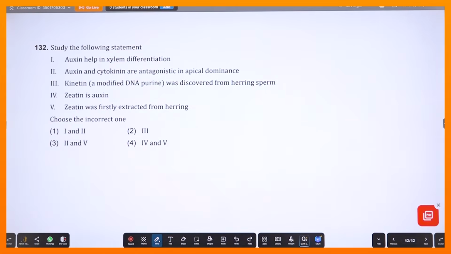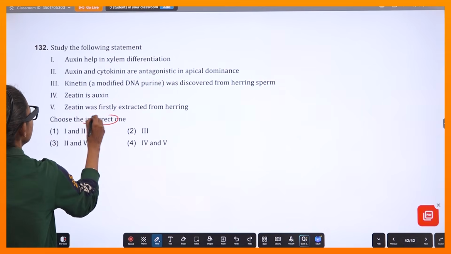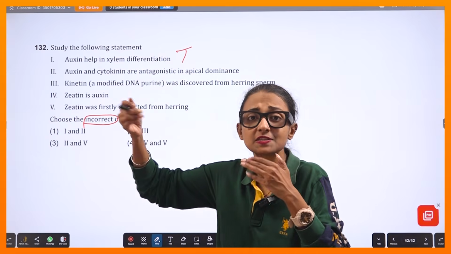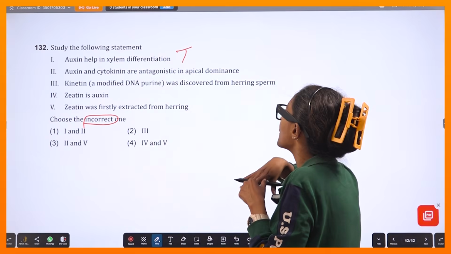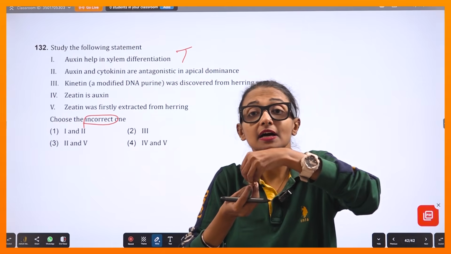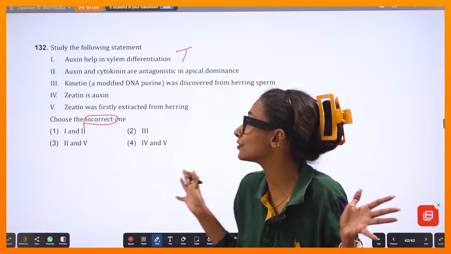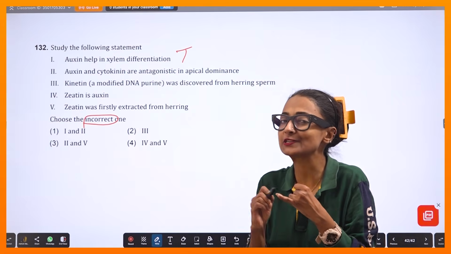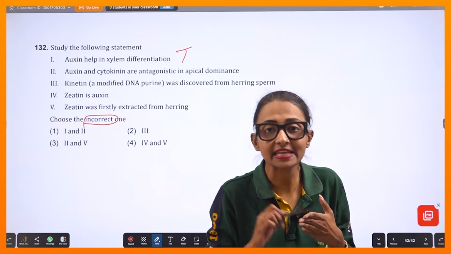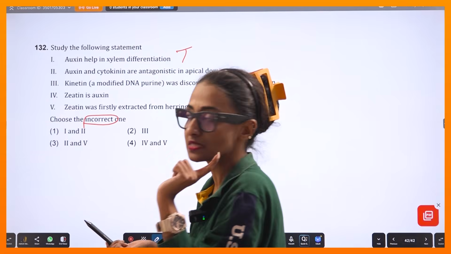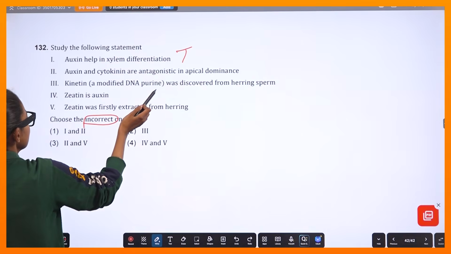Okay, study the following statements. Auxin helps in xylem differentiation. Incorrect I have to find. Okay. So true. Auxin and cytokinin apical dominance. Auxin is going to ensure that apical height is increased, whereas cytokinin is going to induce that lateral growth happens. So that means what? Cytokinin promotes lateral growth, inhibits apical dominance, and auxin promotes apical dominance. Correct? So they are antagonistic.